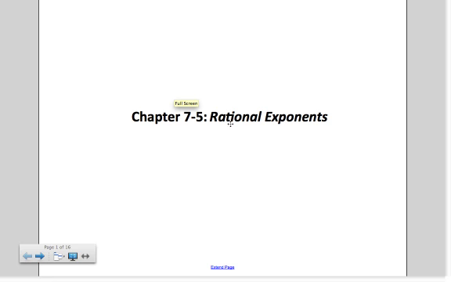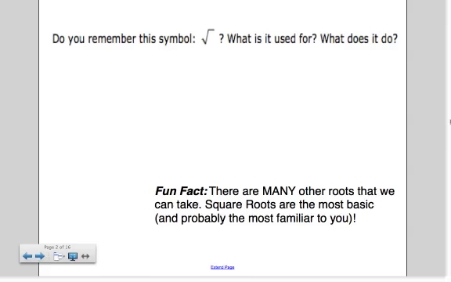Hello everyone! Today we're going to be talking about rational exponents. Okay, so do you remember this symbol, this thing right here? Well, what is it used for? And what does it do?